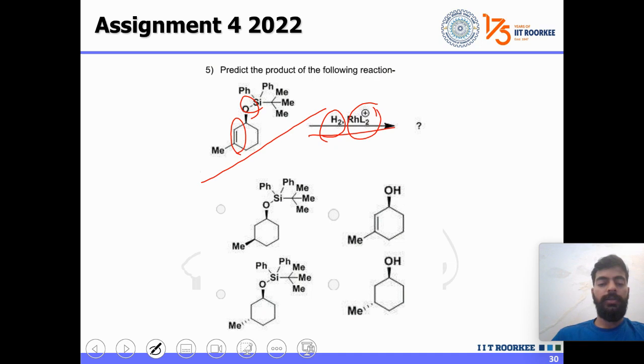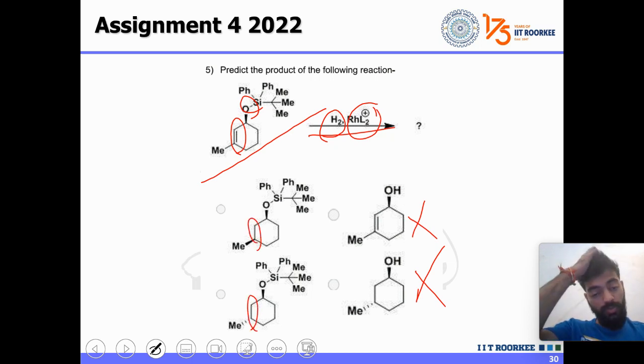Hydrogen in the presence of metal. If it is an alkene, it will directly go for the hydrogenation of the alkene. So here hydrogenation of the alkene is happening. That means this and this are not our desired product. Here the hydrogenation is occurring in both of these two.